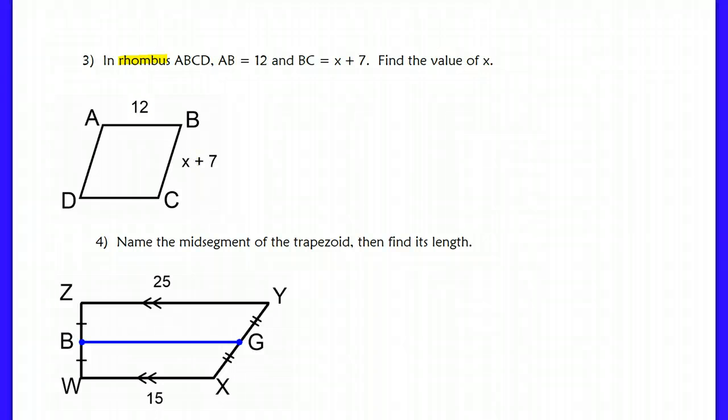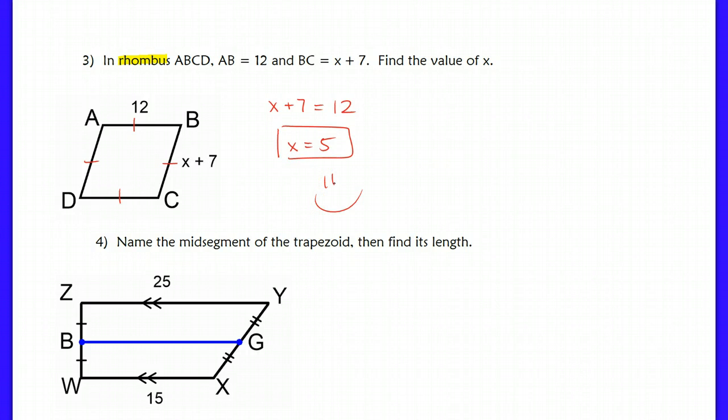Now remember that a rhombus has all sides equal, so I can show that with tick marks here to show that each one of these sides is the same. Now that I know that the sides are equal, I have an equation that I can set up. X plus 7 must equal 12. Solving for this, I get x equal to 5 after I subtract that 7, and this is the value of x. So give yourself a round of applause if you got that one right.